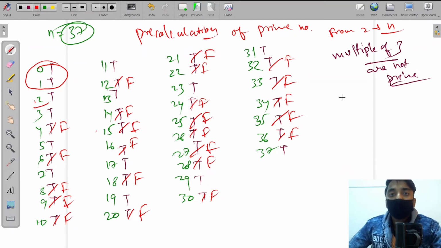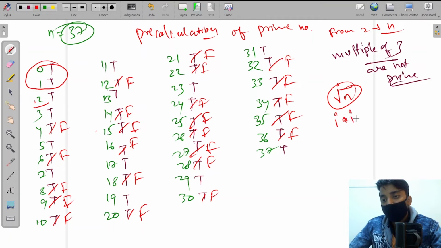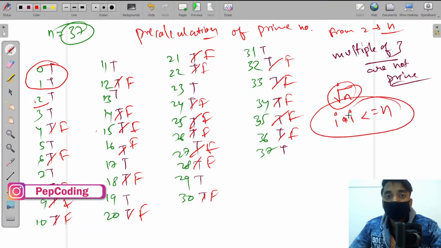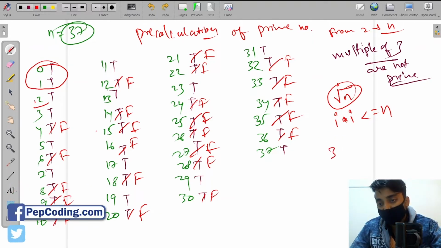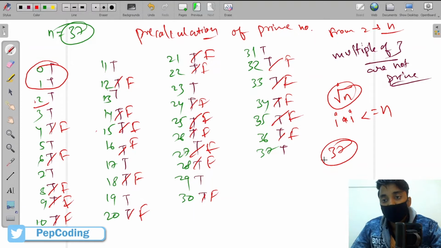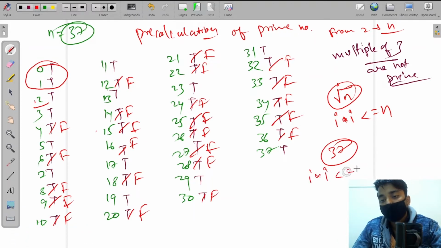So in level 1 we did the prime check under root n. So the loop was going from i into i. The condition was this. So for this also we have 37. So the loop will go till i into i is less than or equal to 37, that is under root 37.